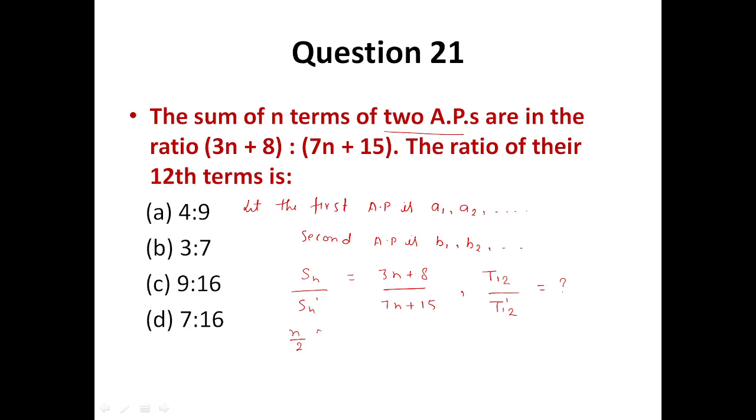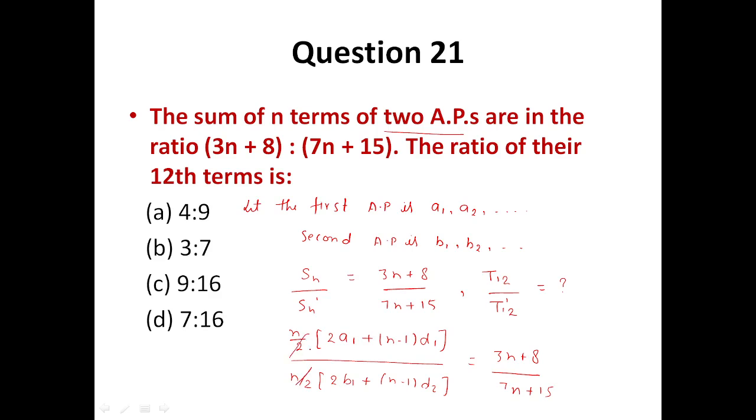Sn is n by 2 into 2a1 plus n minus 1 into d1, where d1 is the common difference of the first sequence. And for the second, n by 2 into 2b1 plus n minus 1 into d2, where b1 is the first term of the second AP and d2 is the common difference of the second AP. Okay, so this equals 3n plus 8 upon 7n plus 15.